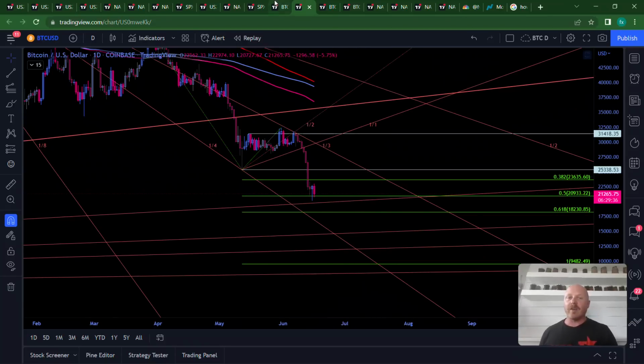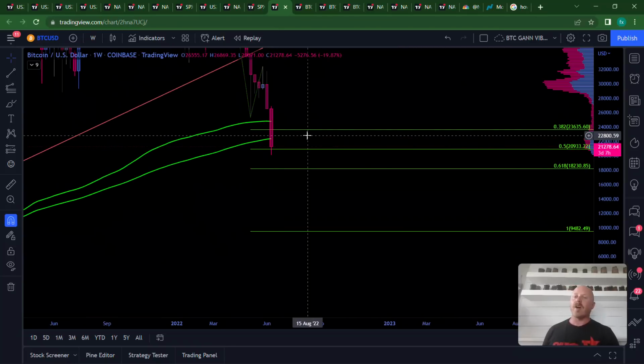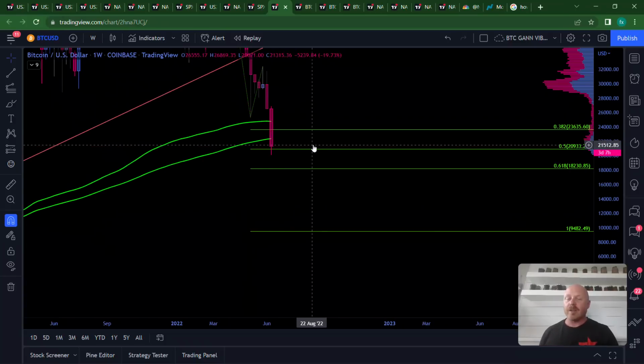You're below it on the weekly. This is why this 200 moving average is so important. You're below the historical norm for Bitcoin, the four-year moving average. You're below that now, and you're below the 200.